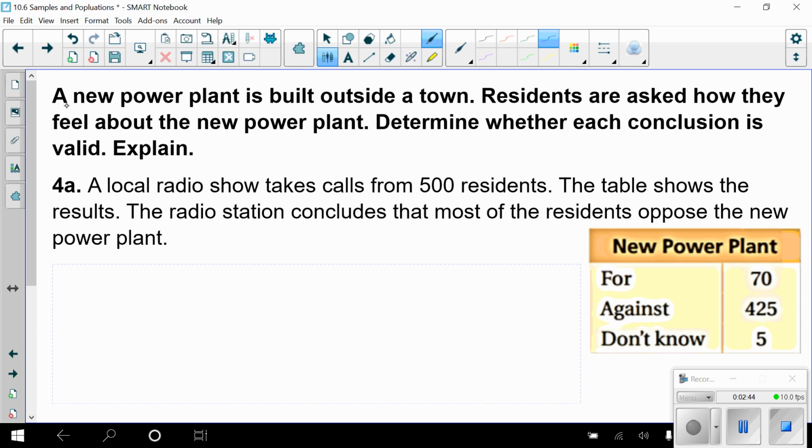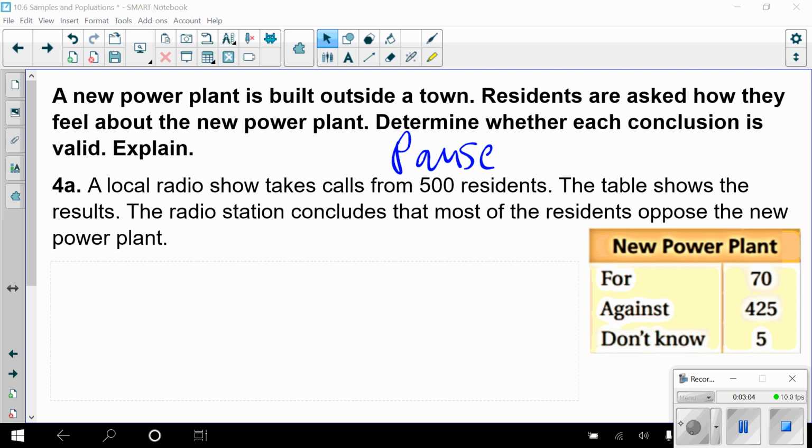A new power plant is built outside of town. Residents are asked how they feel about the new power plant. Determine whether each conclusion is valid, and then explain. Go ahead and click pause, and then hit play when you're ready.